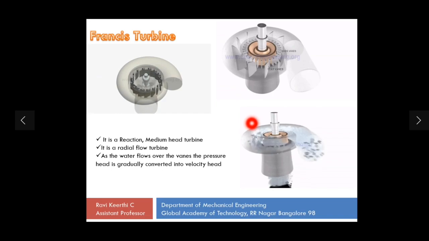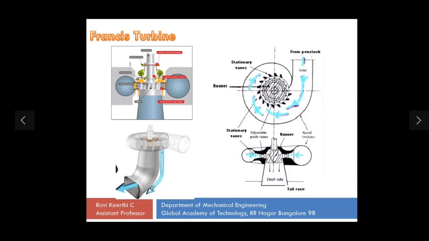But which diagram you need to draw in your notes is this one. You can see here. So this diagram you need to draw in your notebook, right? So you have both stationary vanes and runner blades here. So from the penstock, the water enters through the scroll casing and enters through the stationary vanes or guide vanes. We call them guide vanes.